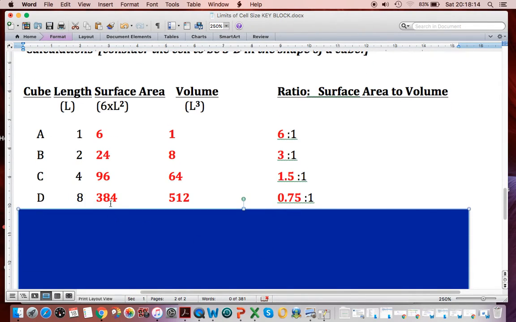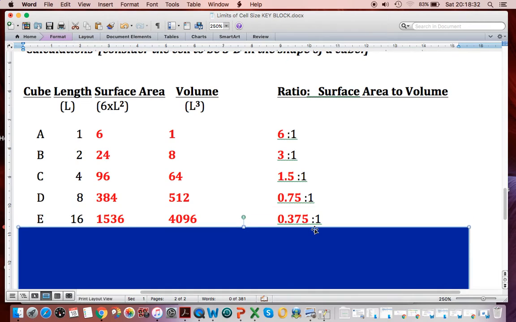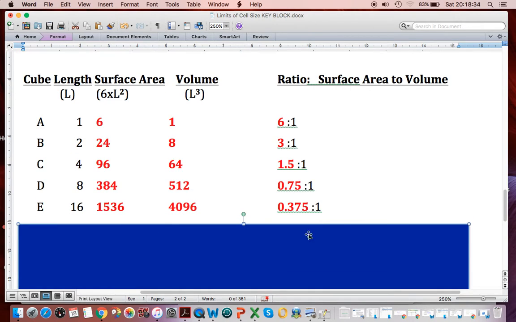I do it again, but this time I say 8. 8 squared is 64. 64 times 6 is 384. That's my surface area. It's gone up again. My volume is going to be 8 times 8 times 8, which is 512. And so I take that number, divide by that number, and I get 0.75 to 1. I do it one more time. 16 squared times 6 is 1536. 16 times 16 times 16 is 4096. And I get a ratio of 0.375 to 1.